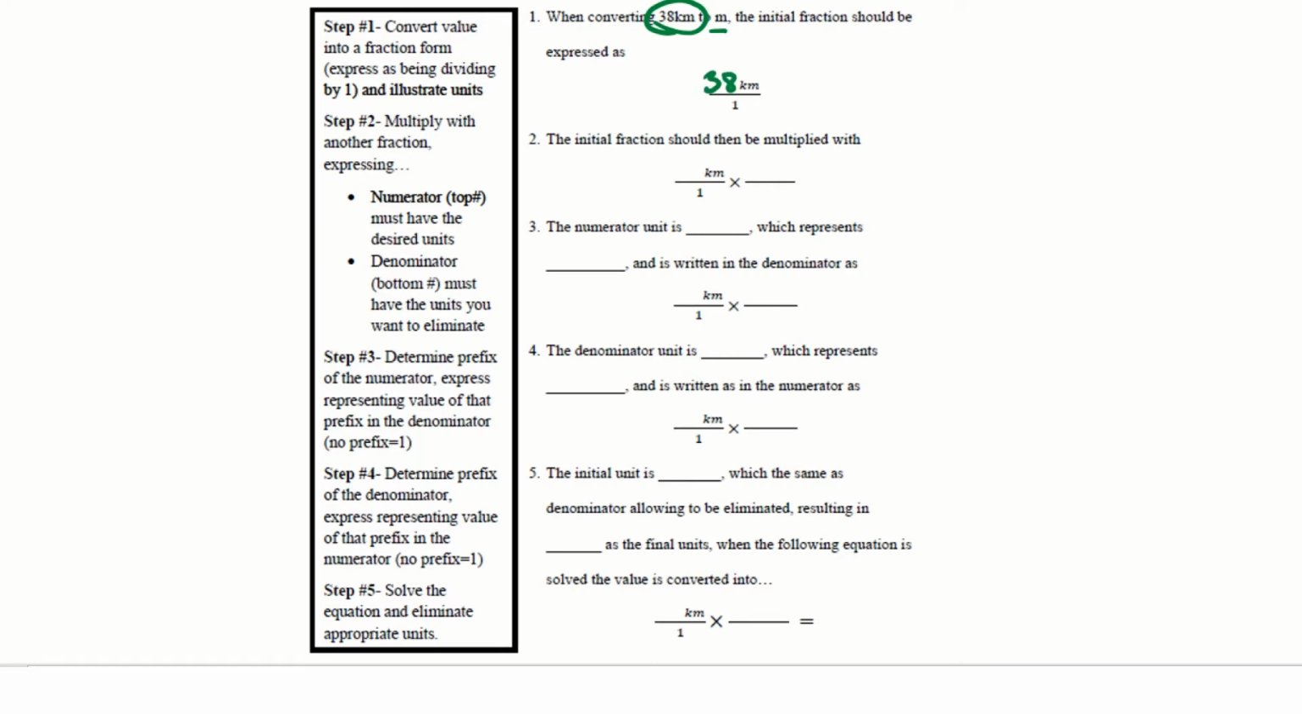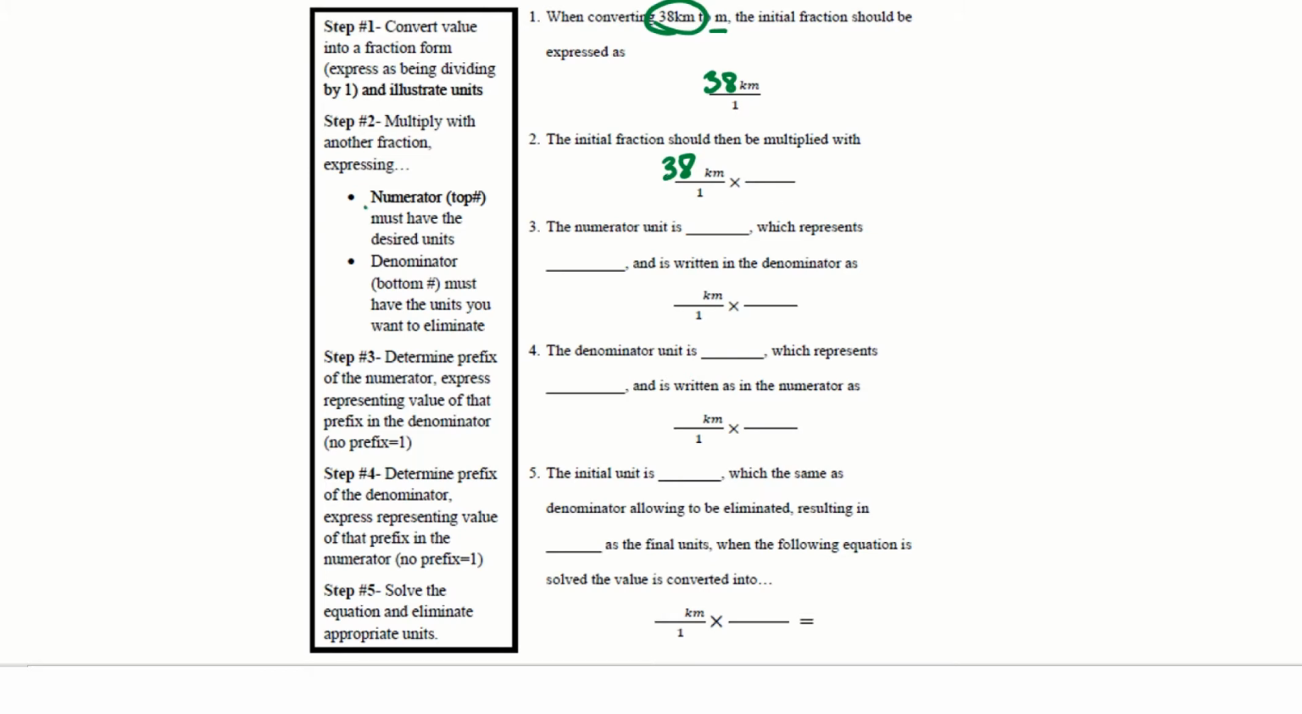Step 2, I now need to multiply it with another fraction. Now this other fraction is going to be read as the following. The numerator, which is the number at the top, has to have the desired units. So again, let's write down what we have. We have 38 kilometers divided by 1. Now I'm going to multiply it with a new fraction.